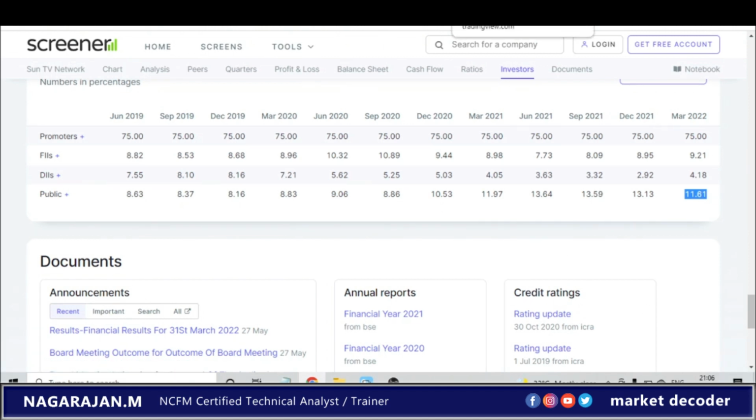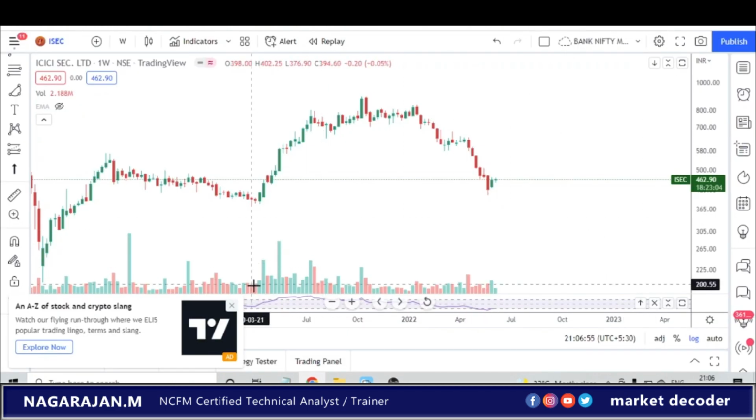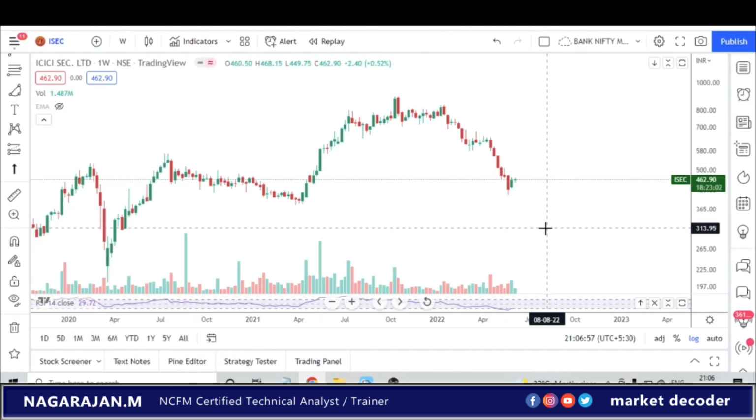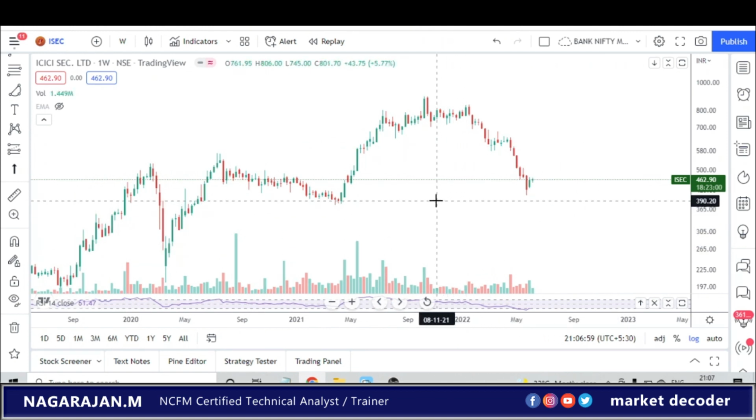So plan your position sizing and enter the trade with the exact stop loss of 400 rupees in monthly. So that is going to be our first stock, and we'll go to the second stock, which is going to be ICICI Securities, which is available at a very decent valuation.